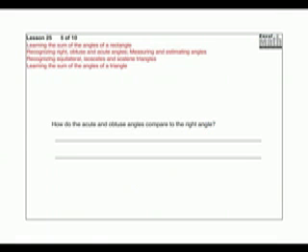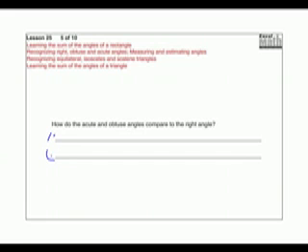It says, how do the acute and obtuse angles compare to the right angle? Well, I just gave you the answer to that question. I'd like you to write that here and here. How does an obtuse angle compare to a right angle? And how does an acute angle compare to a right angle? Write your answers in there, pause the video, and then turn it back on when you're ready for the solution.